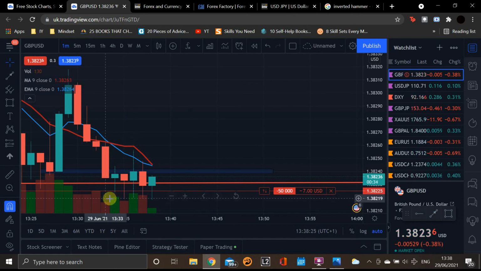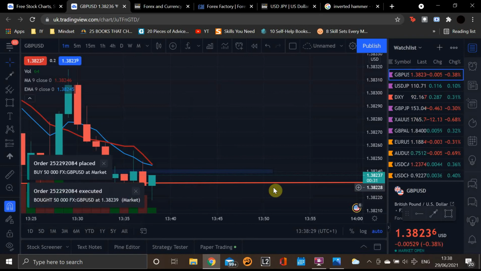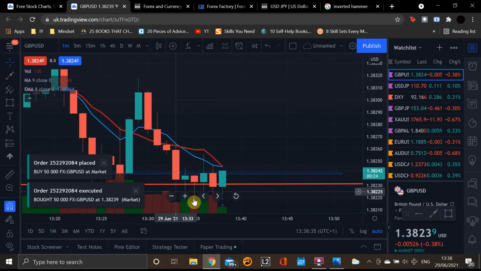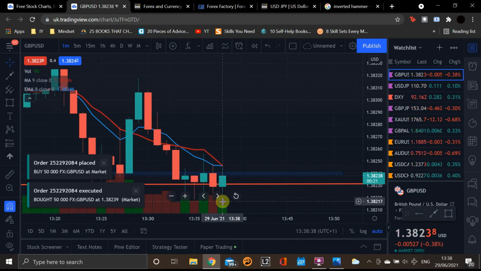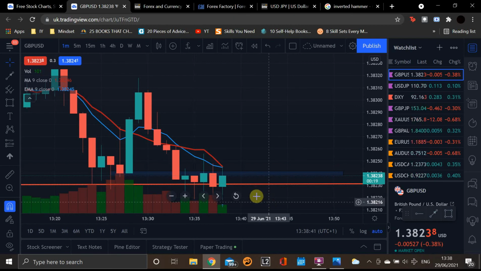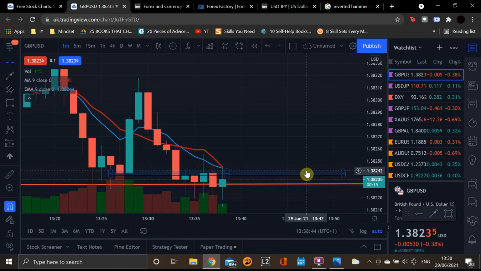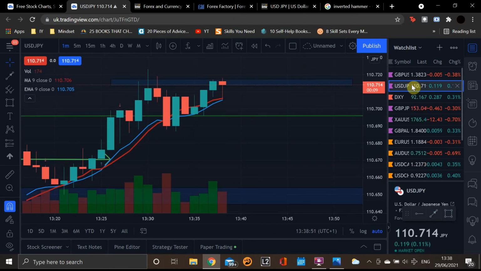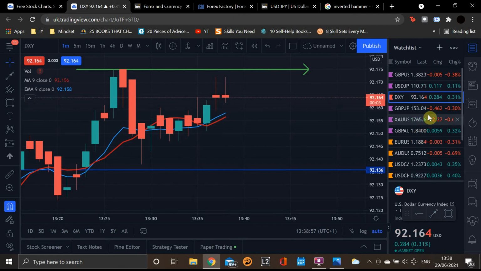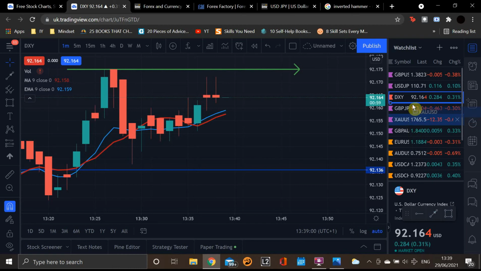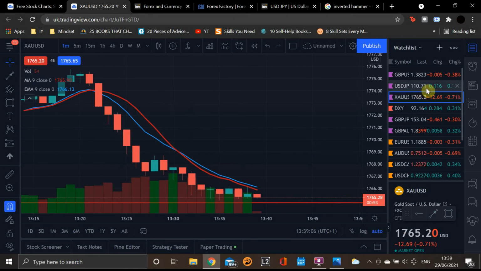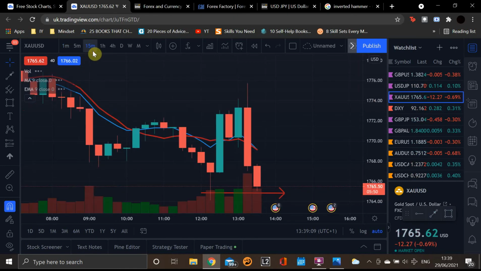So this is failing to break this level here, so I'm going to take the loss here. I'll take the loss here and I'll get back in again if I need to. Look how there's the wick touch there, wick touch there, wick touch there, but it's still respecting this level here as well. I'm using gold as a kind of confluence. So there are breakout levels everywhere at the moment.